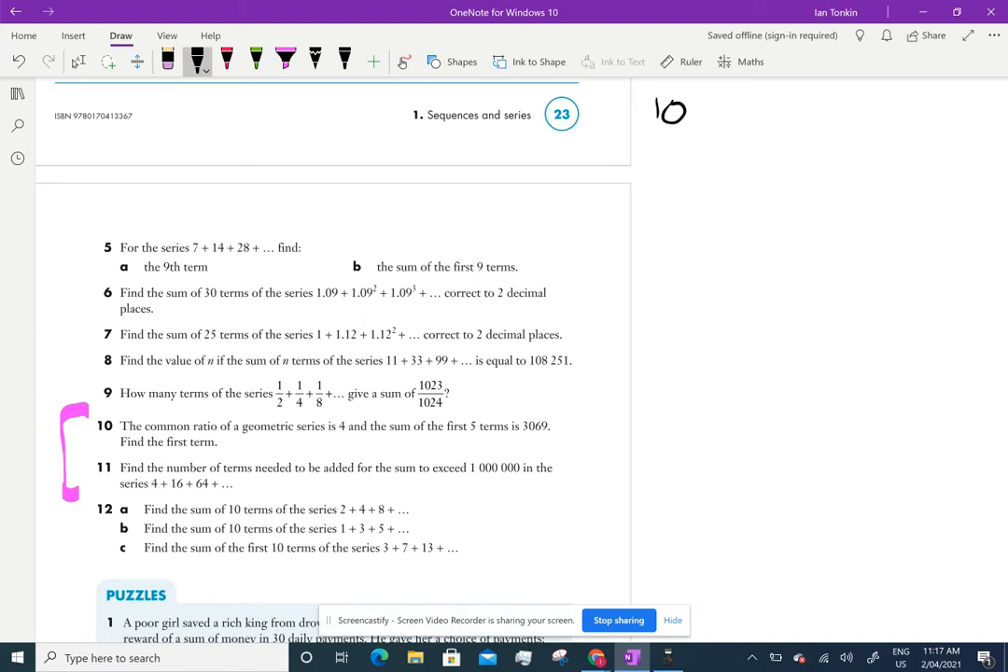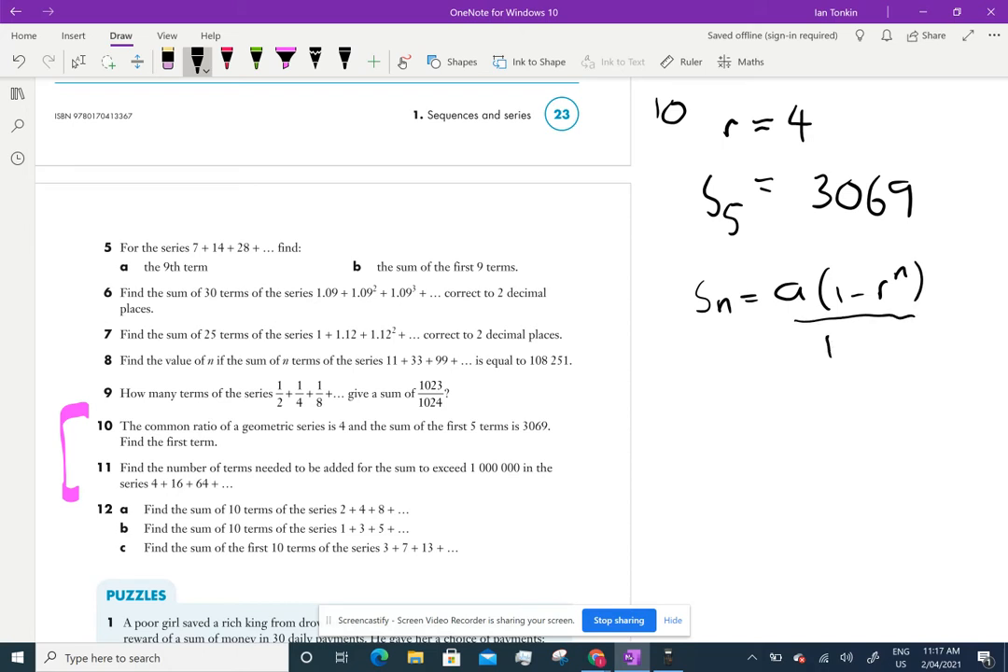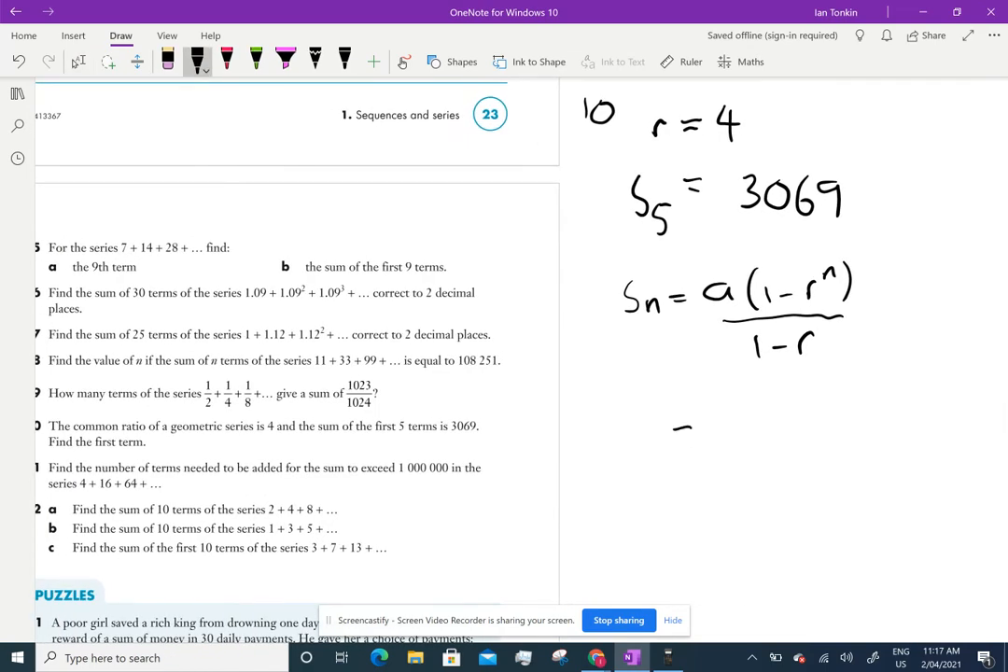The common ratio of a series, so r equals 4, and the sum of the first 5 terms, S of 5, equals 3069. Find the first term. Well, we know that S of n equals a(1 minus r to the n) over 1 minus r. I could use the other formula, and I probably should because my r is greater than 1, so I probably should use a(r to the n minus 1) over r minus 1.